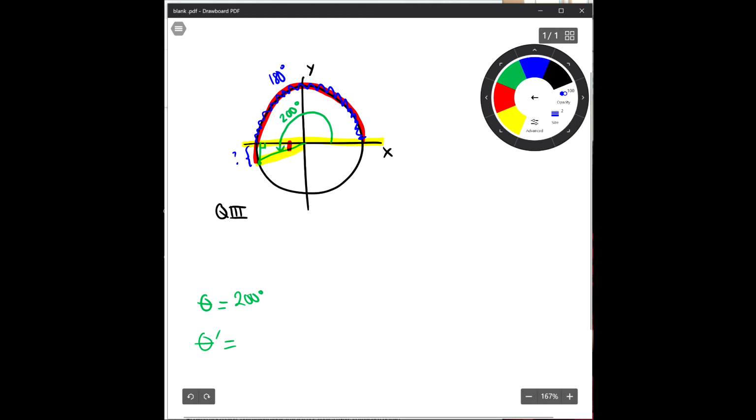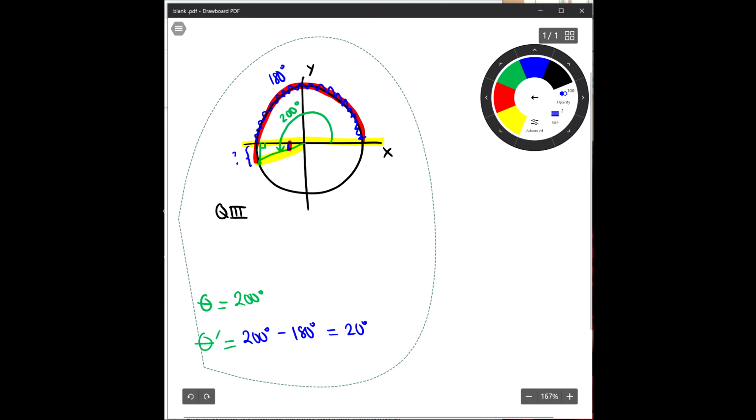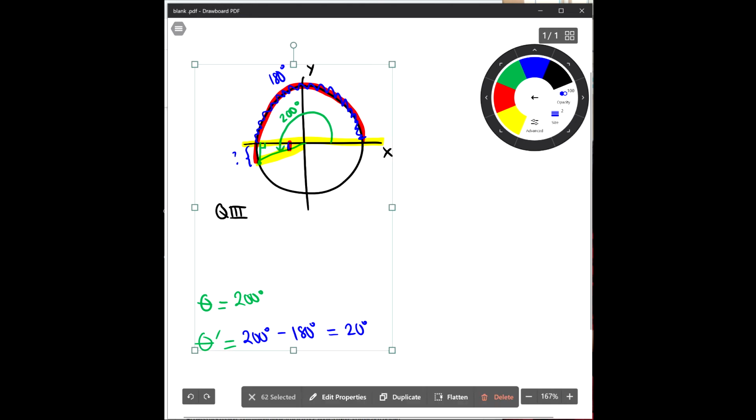So go back here, we do our calculation. We have 200 subtract 180 degrees, we have 20 degrees. So angle 1 equals 20 degrees. That will be our reference angle. Okay. So now we can move on to the last quadrant on the unit circle.